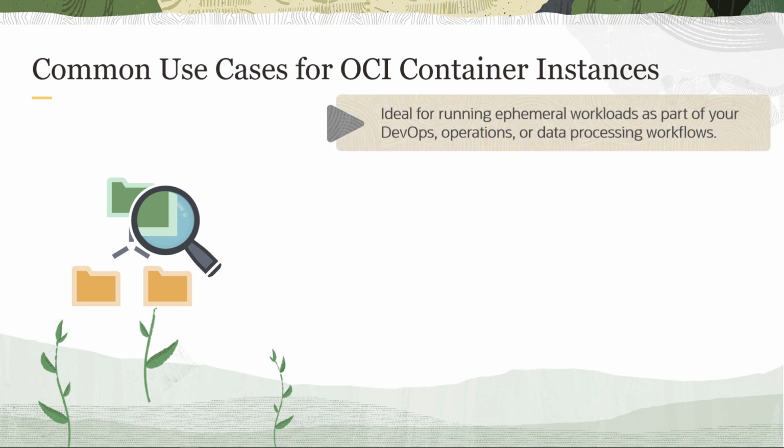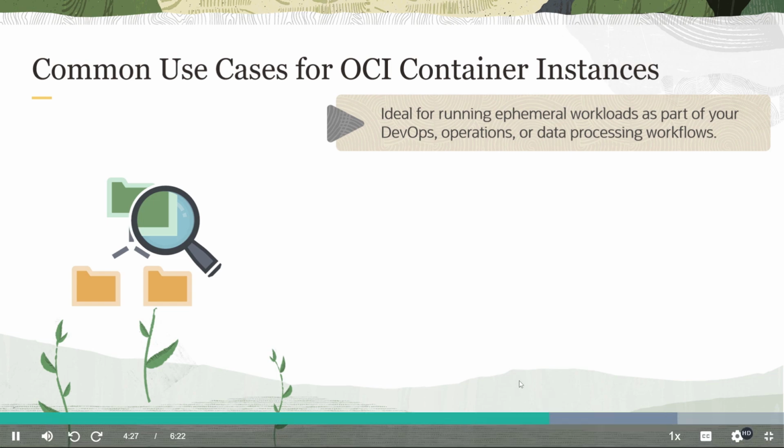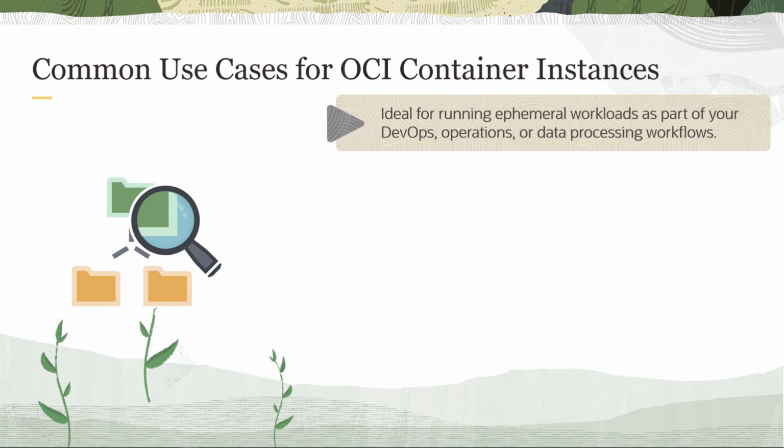Container instances are useful for running containerized workloads without a container orchestration platform like Kubernetes. They are great for short-lived tasks such as build and deployment jobs, automation tasks, and data or media processing. With container instances, running a container is easy with an API call or a CLI command, making it ideal for DevOps, operations, and data processing workflows.